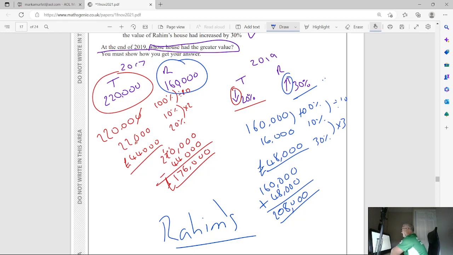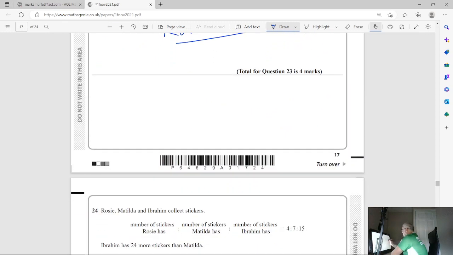So if it wants to know who is greatest, Rahim's is the greatest value. And again, it says whose house has the greatest value, so it just needs a name. Here's all the workings that goes with it. And again, we'll logically set it out in a way that we can see 2017, 2019. The examiner can check through each of the working stages that we've done. And we've got the two values at the bottom here. So questions like this is quite important to try and maximize the 4 marks that's available in the question.